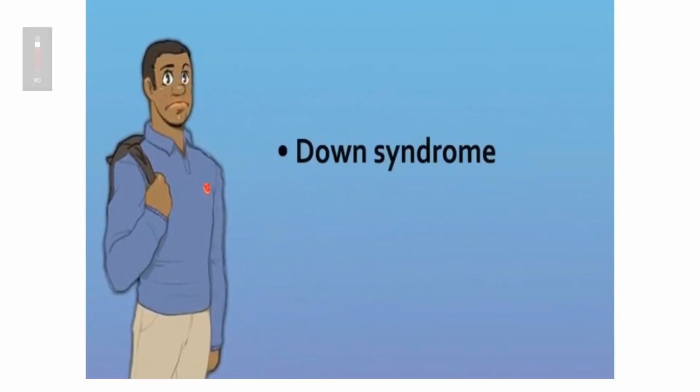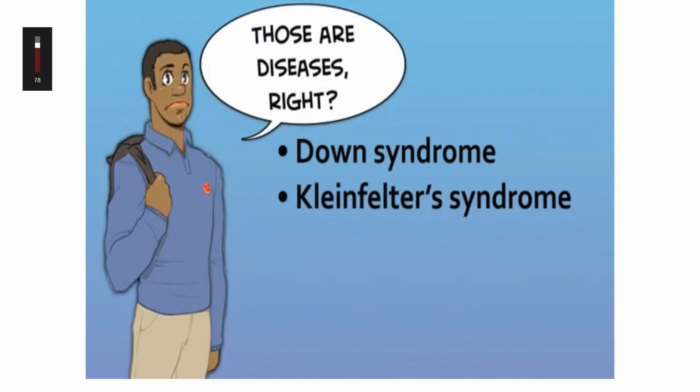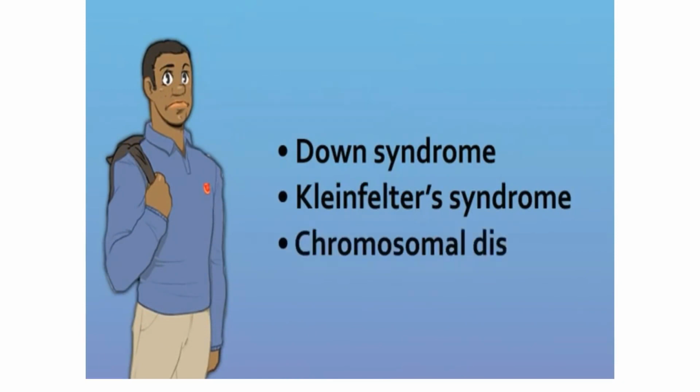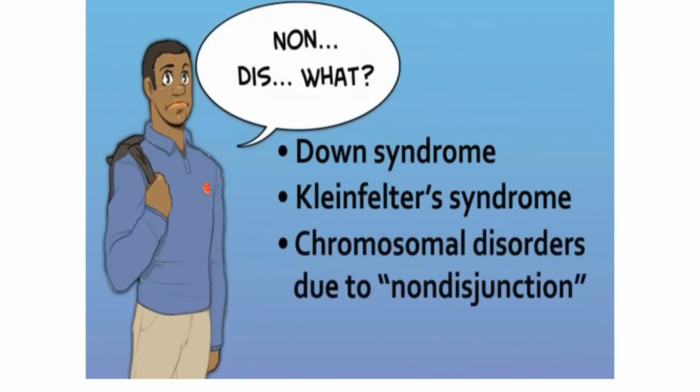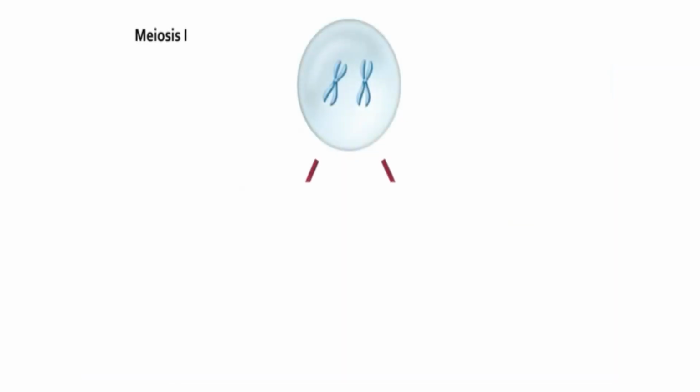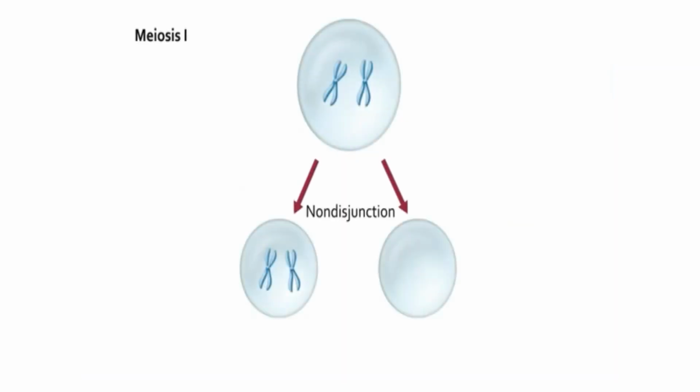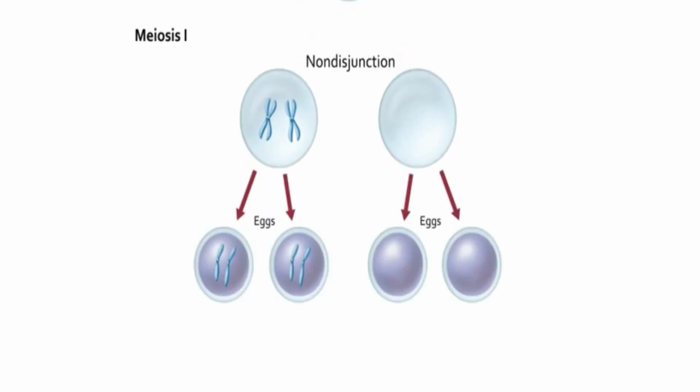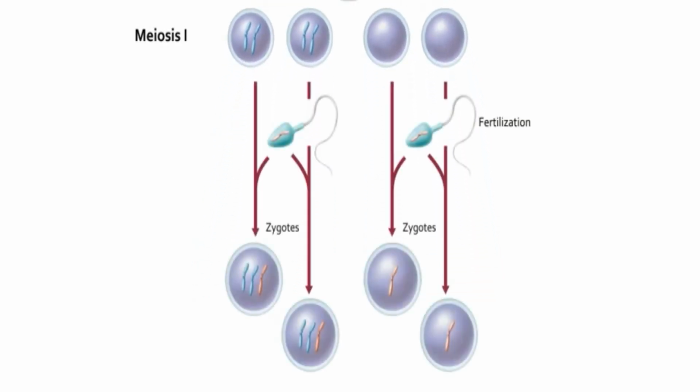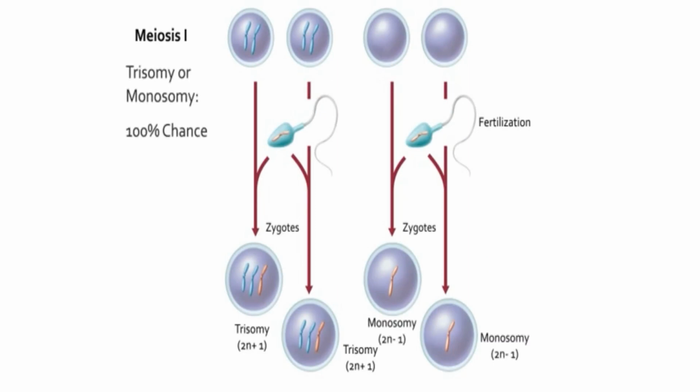Do you know anyone with Down syndrome or Klinefelter syndrome? These are examples of chromosomal disorders, which are due to nondisjunction. When nondisjunction occurs during meiosis 1, replicated homologous chromosomes do not separate correctly. One daughter cell retains both replicated chromosomes. The other daughter cell lacks that chromosome. When a haploid sperm fertilizes an egg with an extra chromosome, trisomy occurs. When a sperm cell fertilizes an egg that lacks a chromosome, monosomy results.